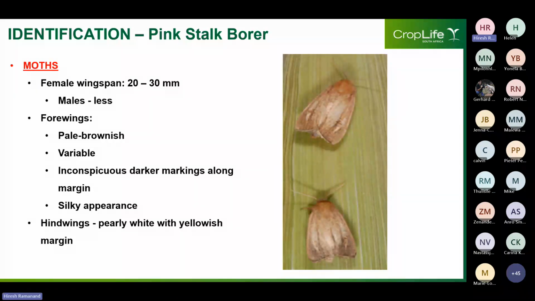The wingspan in female pink stalk borer moths is about 20 to 30 millimeters, and in males a little less. The forewings are pale brownish with variable but generally inconspicuous darker markings along the margin. Overall, what's quite clear is the silky appearance. Hindwings are pearly white with a yellowish margin, which unfortunately I can't show all of you because I could not find an appropriate image.